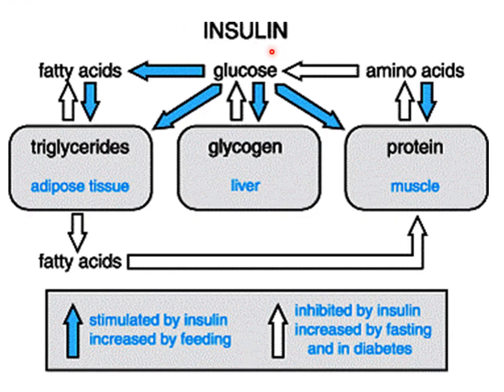What is the effect of insulin on protein metabolism? Insulin stimulates the conversion of amino acids to protein, and insulin inhibits the conversion of protein back into amino acids. An important substrate for making glucose is amino acids. Insulin inhibits the conversion of amino acids into glucose.